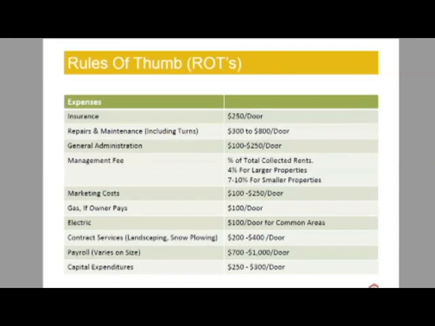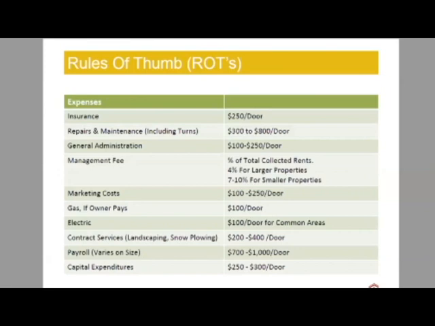All right, so let's take a look at rules of thumb. How do we know when we're looking at these expenses, right? What are acceptable? Oh my gosh, how do I know? Well, the National Apartment Association publishes it. You can buy the manual or the book that comes out every year.